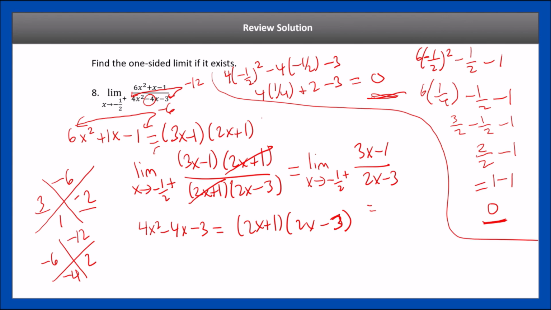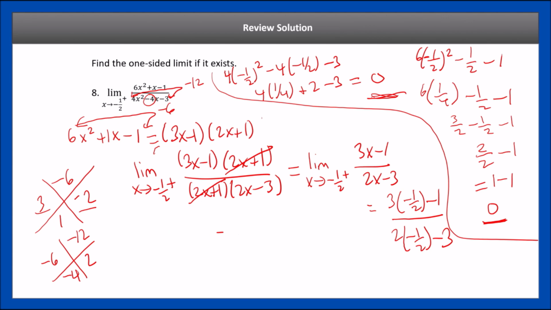So we can plug in right away. So we got 3 times negative 1/2 minus 1 over 2 times negative 1/2 minus 3. All right, so then plug it in, get your answer. So we got negative 3/2. Let me get rid of this here just to make enough room. All right, so we got negative 3/2 minus 1 over negative 1 minus 3. So we get negative 5/2, just combining the numerator there, over negative 4. All right, so in that case, that's negative 5 eighths.